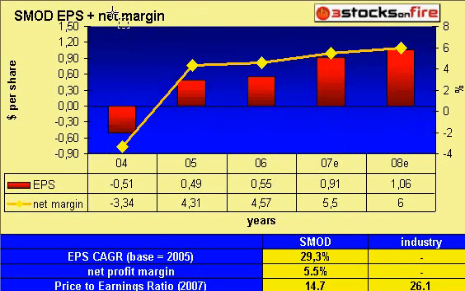As for earnings per share and net profit margin, the company lost 51 cents per share in 2004. Profit of 49 cents in 2005, 55 cents in 2006, expected for 2007, 91 cents, and for 2008, $1.06 earnings per share. As for the net profit margin, it was negative here, and then 2005 4.31%, 2006 4.57%, 2007 over the past two quarters we had 5.5%, and expected for 2008 6%. So earnings per share since 2005 until 2008 expected are growing 29% a year.